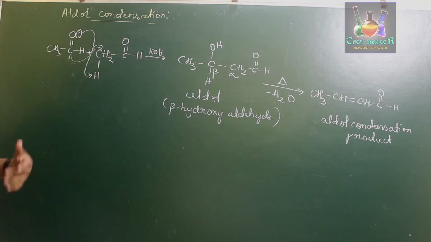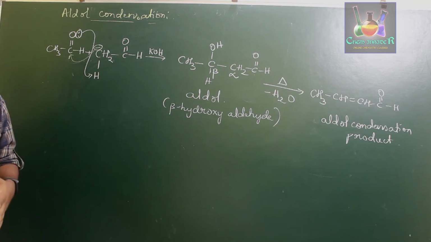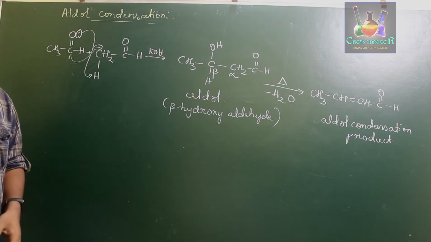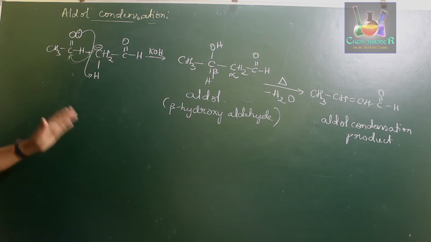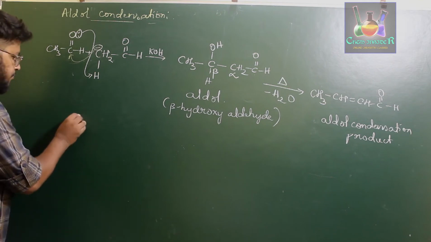Even if you consider a ketone group undergoing this same reaction, this is also called an aldol condensation itself. We won't call it a ketol condensation. Even though the product formed is a keto product, we call this condensation an aldol condensation only. Now let us consider an example involving ketone condensation.